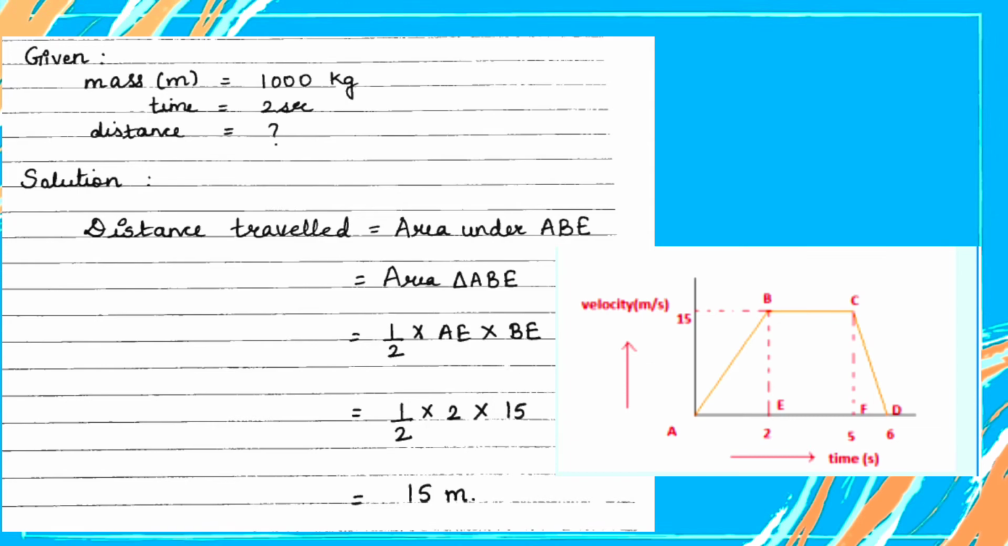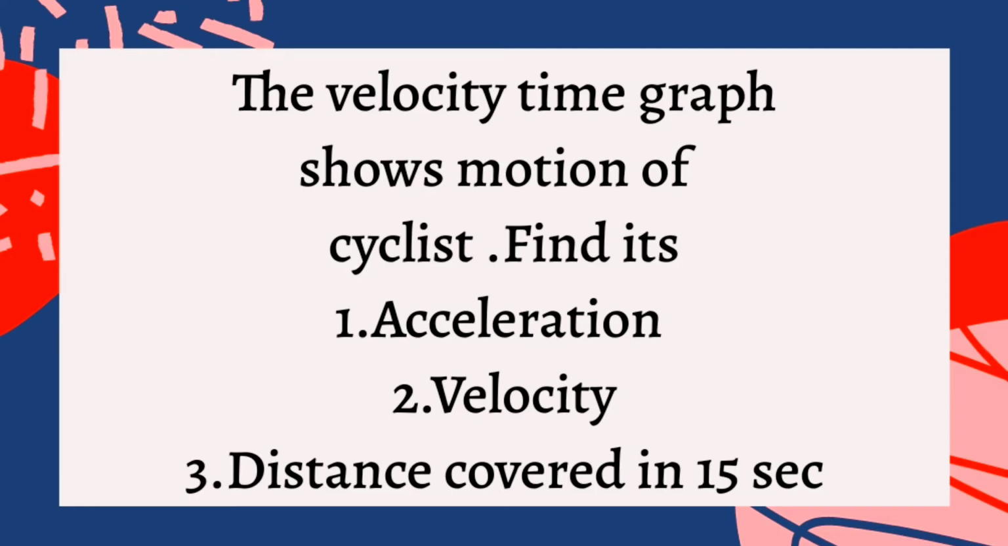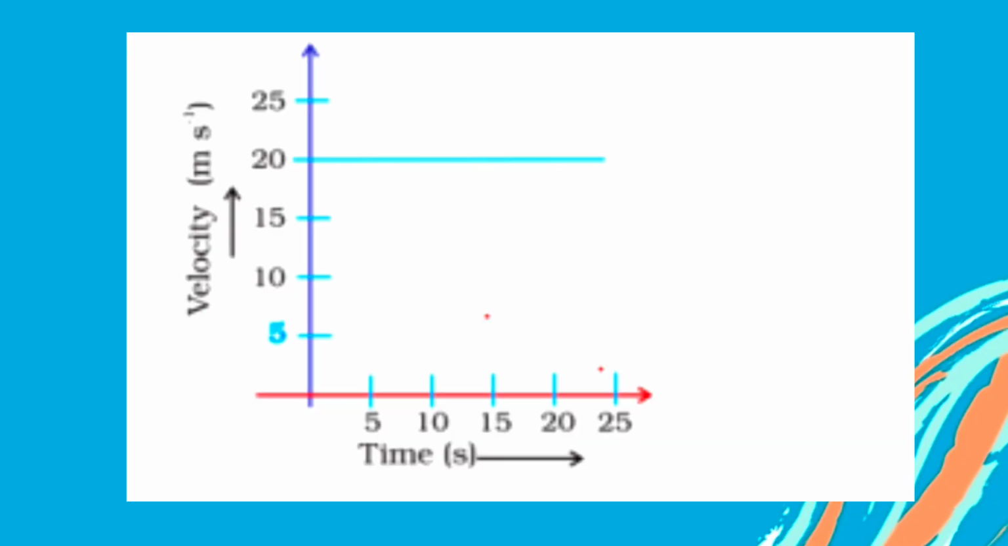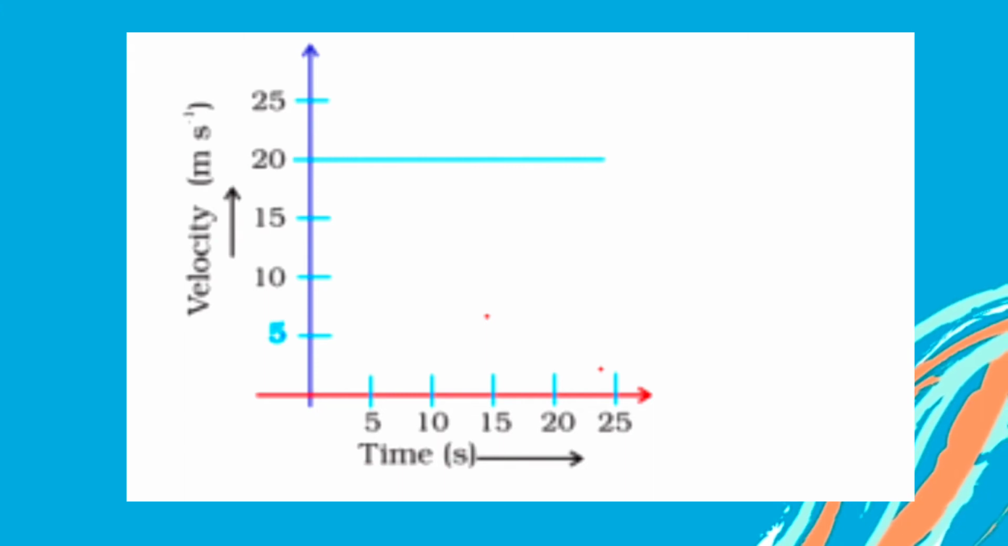Now let's go for the second problem. The velocity time graph of the motion of a cyclist is given. Find the acceleration, velocity and distance covered by the cyclist in 15 seconds. Again, we will recall the basics. We all know that in a velocity time graph, the area under the line represents distance or displacement, and the slope of the line represents acceleration.